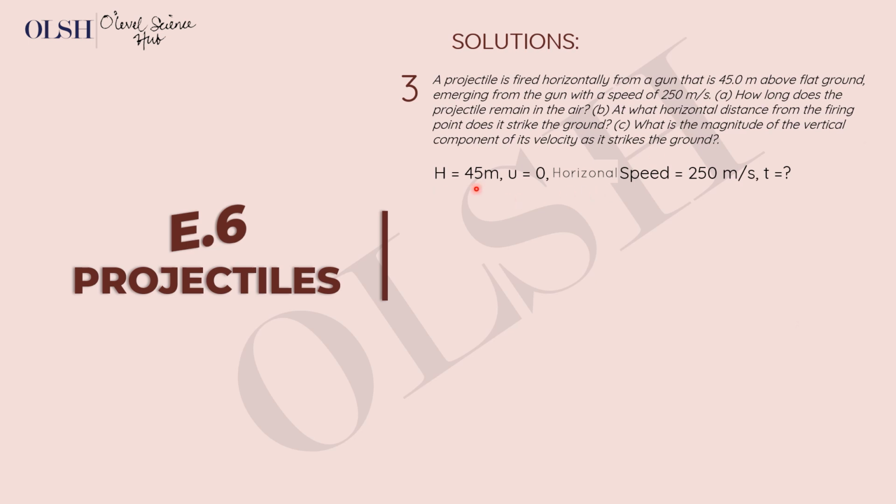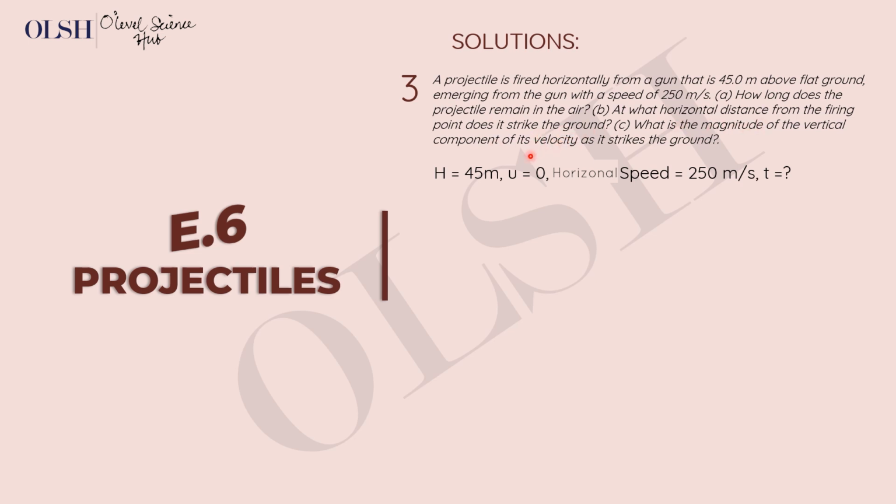We have our height to be 45 meters above flat ground. Initial velocity, we have it to be 0. Then the speed, we have it to be 250 meters per second. Now, there's something you have to note here. Remember, this projectile is fired horizontally from the ground. These questions are actually easy if we can understand what they portray. So we are asked to find the time it will take for it to hit the ground.